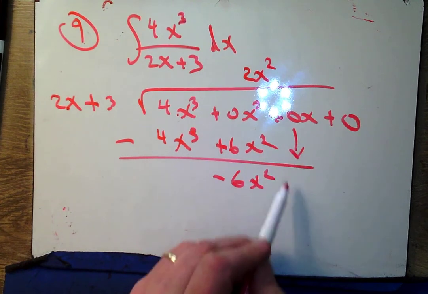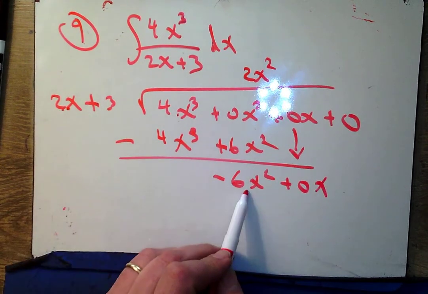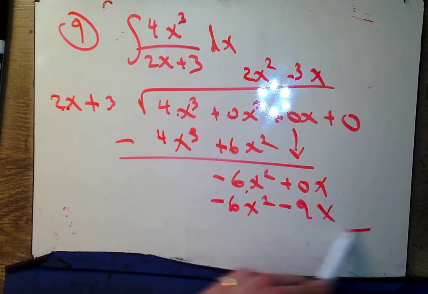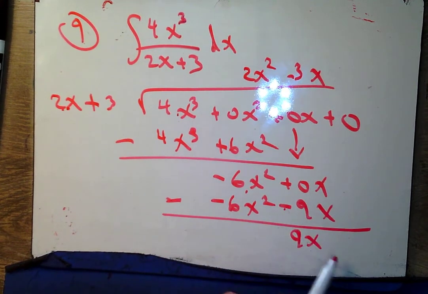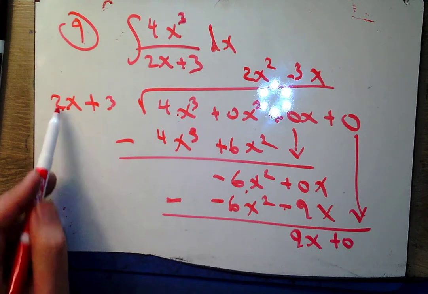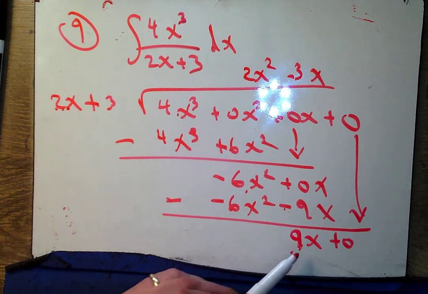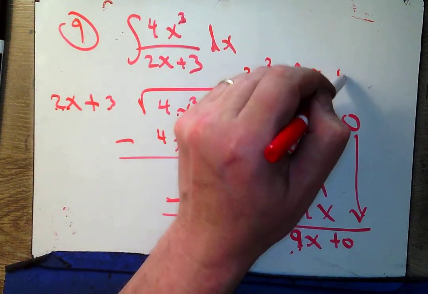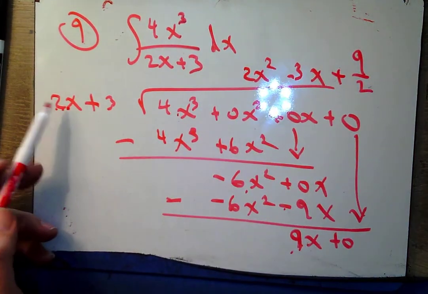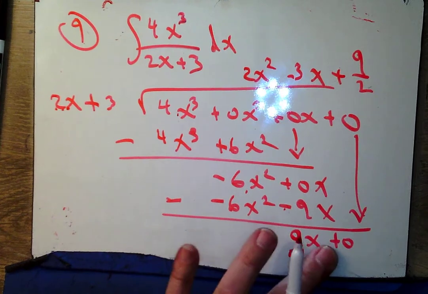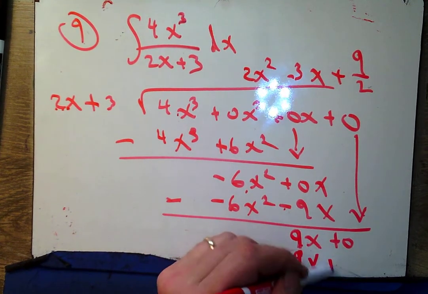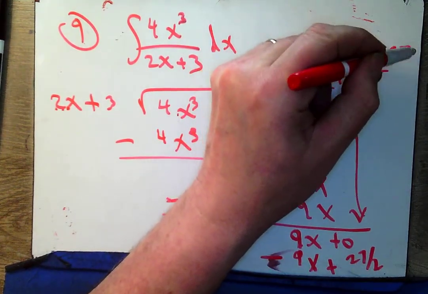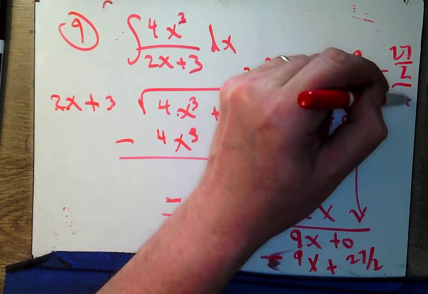We get minus 6x squared. And what do I multiply this by to turn it into this? I've got a negative 3x. Minus 6x squared minus 9x, and subtract. Minus a minus is plus 9x. But that's 9, and that's 2. That's icky, Mr. Kukla. Yeah, I'm going to have to multiply by 9 halves. So that's going to be 9 halves. No, it's going to be 9x plus 27 over 2. And subtract. So minus 27 over 2, over 2x plus 3.